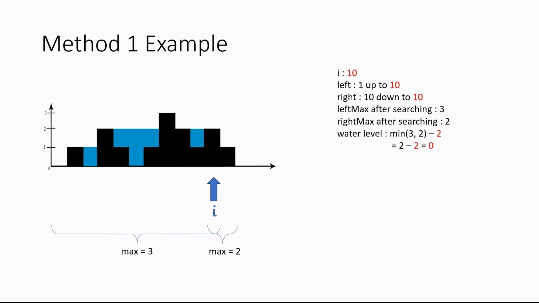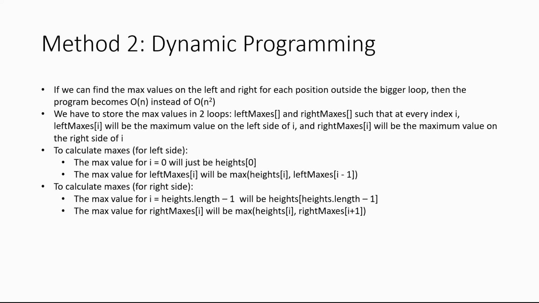This was the first method, brute force. The next method that we have is dynamic programming. The intuition for this method is as follows. If we can find the left max and the right max for each and every position before the loop, then we can cut down the runtime from O of n squared to just O of n.